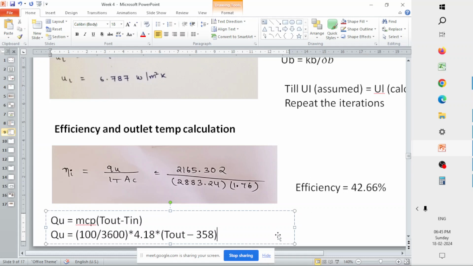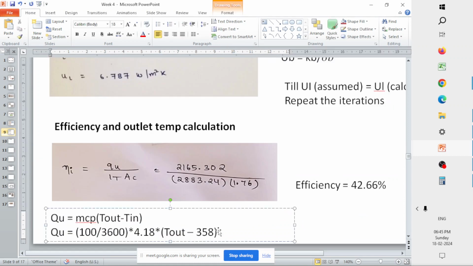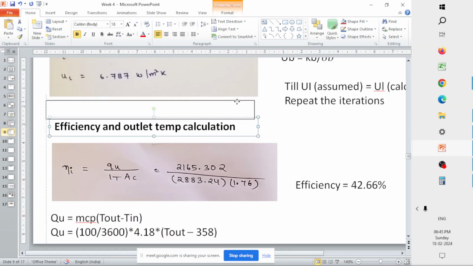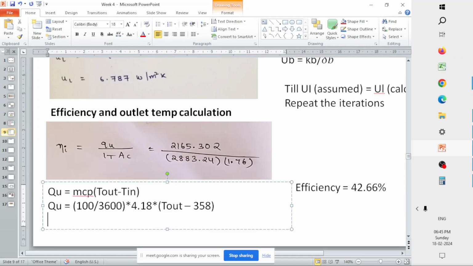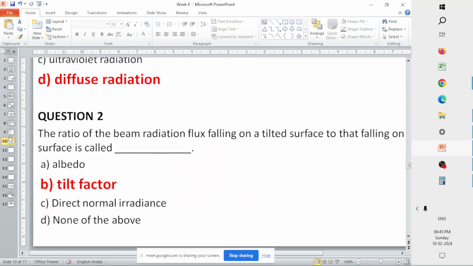So again I have to write one more step. This is T out minus 358. If you calculate this, you will get your T out. That calculation I will leave here because we do not have much time.